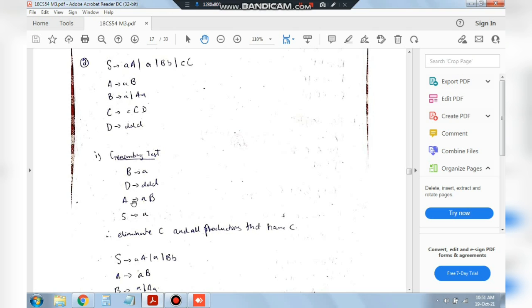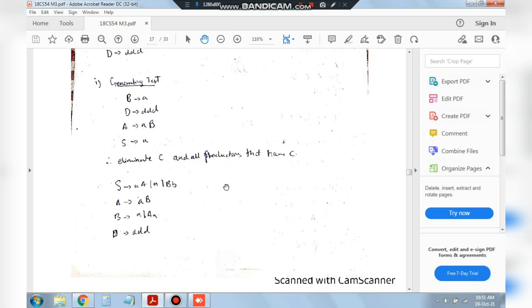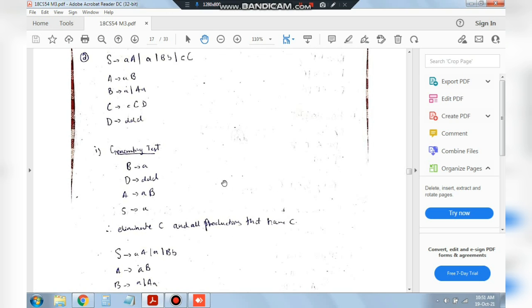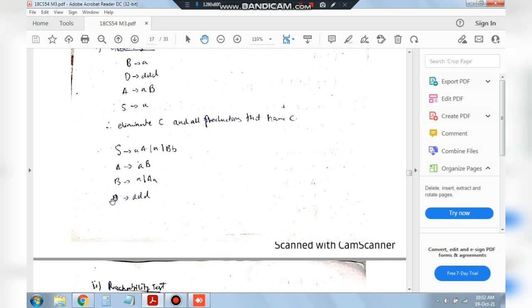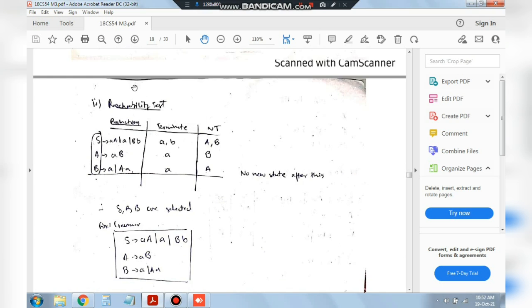So therefore, the selected letters are B, D, A, and S. We'll eliminate C and all of its productions. After eliminating C and all of its productions from the given strings, we'll be obtaining S, A, B, and D. These are the strings obtained after the first test, which is the generating test. After that, we have to do the reachability test.